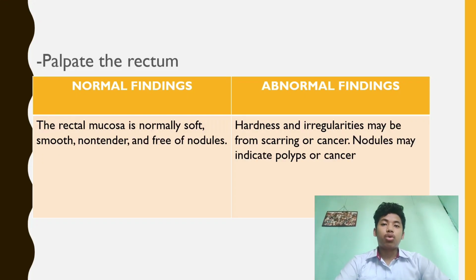Palpate the rectum. Note tenderness, irregularities, nodules, and hardness. For the normal findings, the rectal mucosa is normally soft, smooth, non-tender, and free of nodules. For the abnormal findings, hardness and irregularities may be from scarring or cancer. Nodules may indicate polyps or cancer.